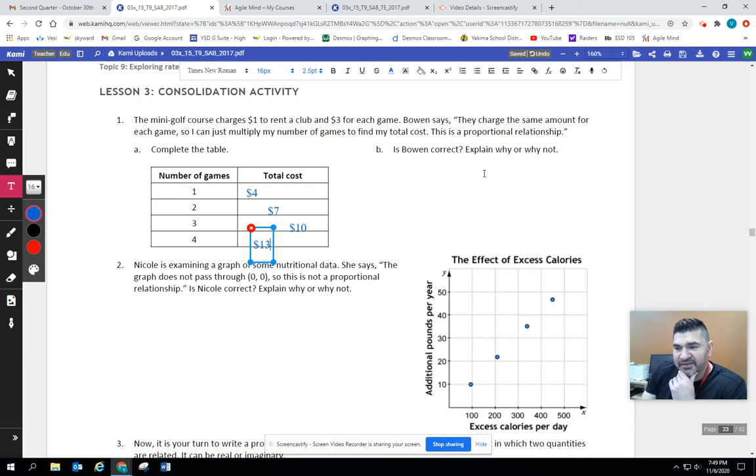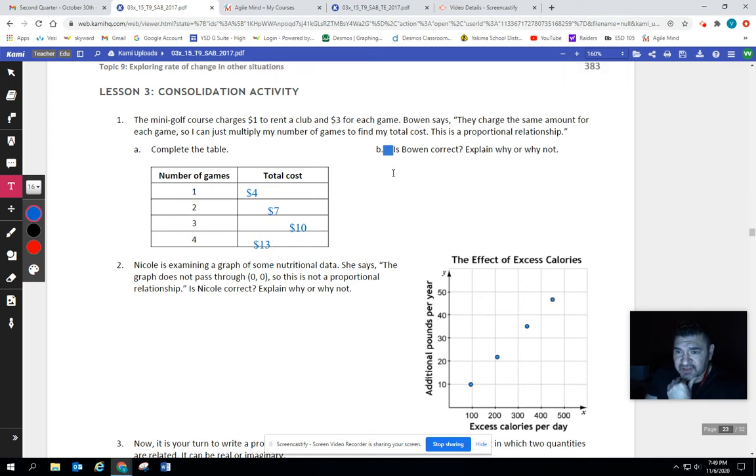Is Bowen correct? Explain why or why not. Now he says this is a proportional relationship. So for it to be proportional, remember it has to pass through the origin. So if we play 0 games, but we get the club, it's actually going to cost $1. So it does not pass through the origin. Okay. So Bowen is not correct.